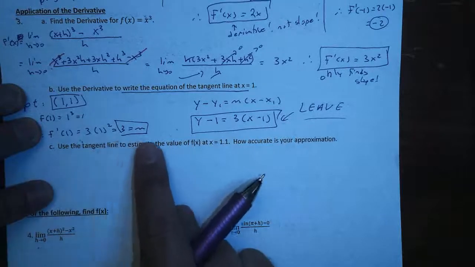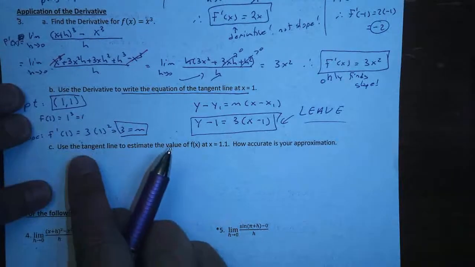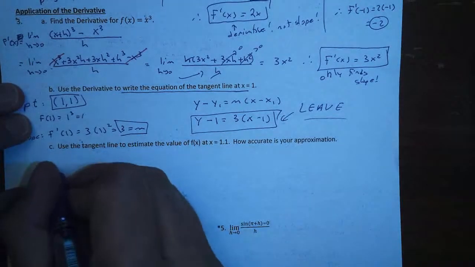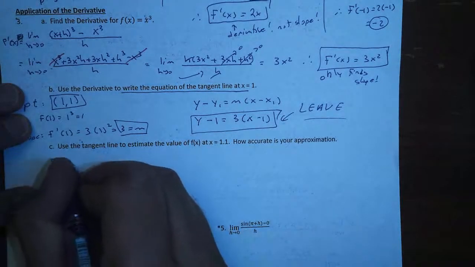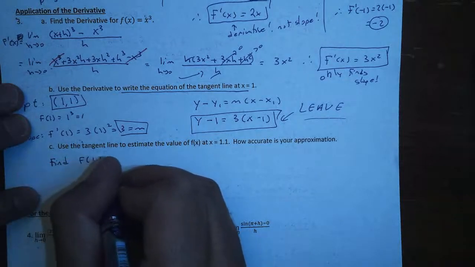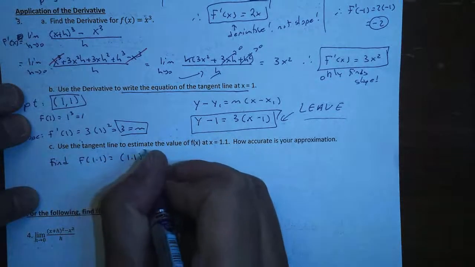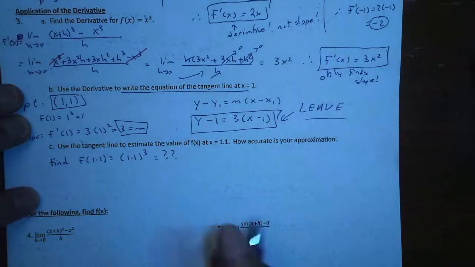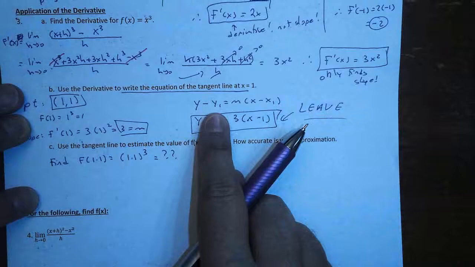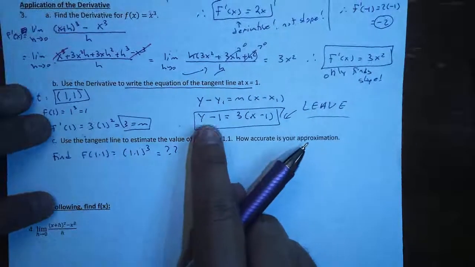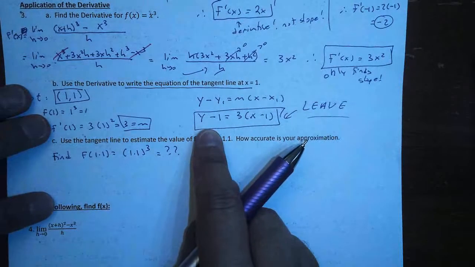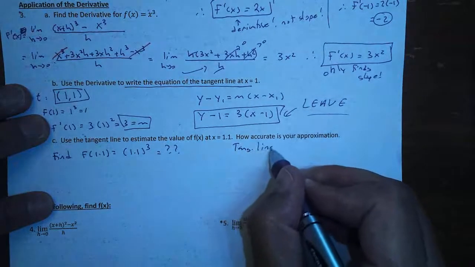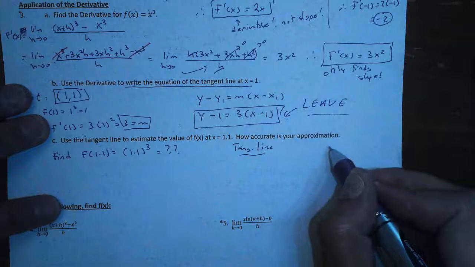Part C. Ready? Use the tangent line. Now, this is the big application. The great thing about the tangent line is that now we can estimate values. For example, what if I were to say, find f of 1.1? Well, we would be looking at 1.1 cubed, and to do this without a calculator is pretty tough. But the tangent line allows us to estimate it. We can use a tangent line to estimate. It's not giving us the exact value, but we can estimate it. And I'll give you an idea.